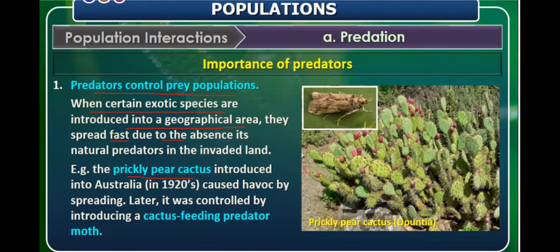This is the prickly pear cactus. It was introduced in Australia in 1920 and caused havoc by spreading. Later, it was controlled by introducing a cactus-feeding predator, a moth. So later this moth was introduced and then ultimately its population was controlled. So predators control prey population.